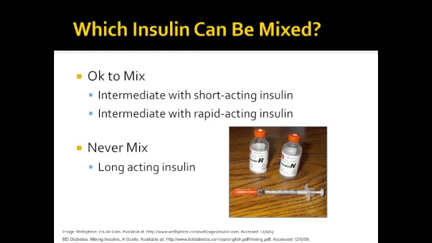Intermediate-acting insulin can be mixed with short-acting insulin. Intermediate insulin can also be mixed with rapid-acting insulin. Long-acting insulin should never be mixed with any other insulin preparation. Once insulin is mixed, you should use it immediately.